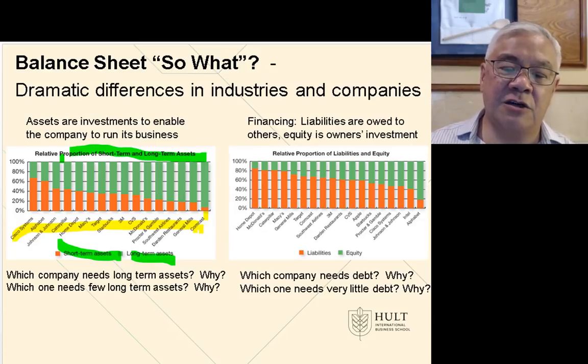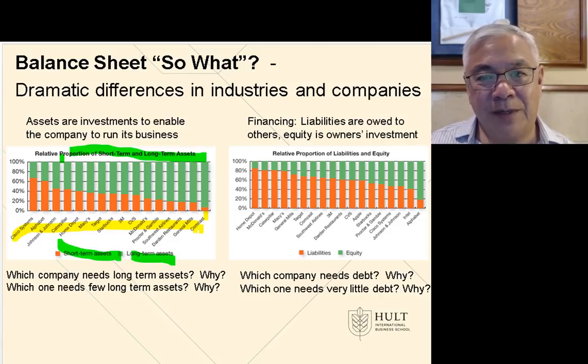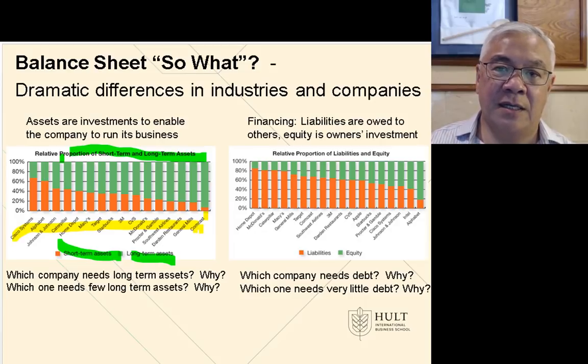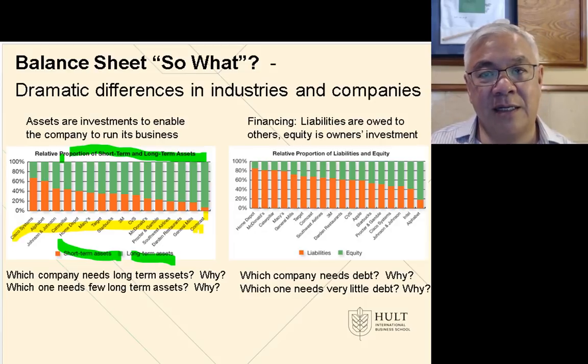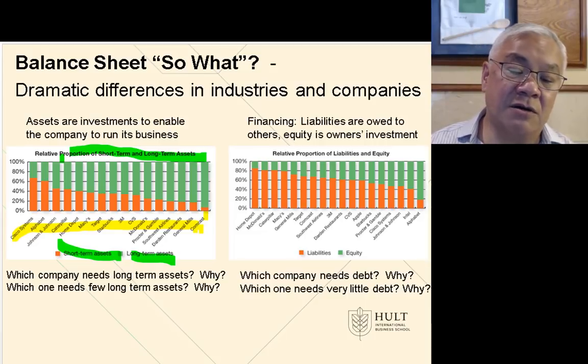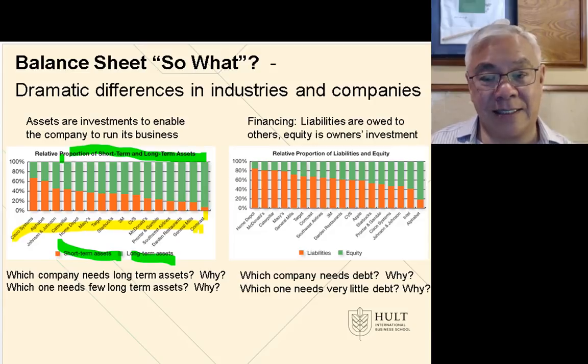So this shows that there is no one right answer to what is a ratio for a company, because it depends on your industry. And so if you have a company that has a lot of capital, like a cellular phone company, you're going to have a very small percent of short-term assets. If you're in a business like Cisco or other service businesses, they're going to have a lot more short-term assets.